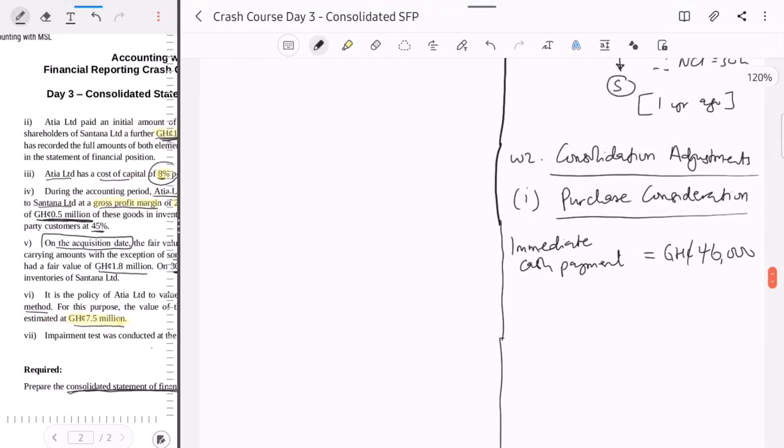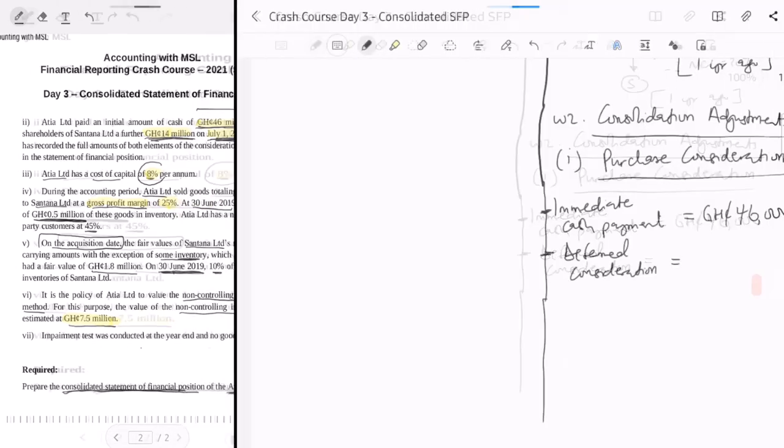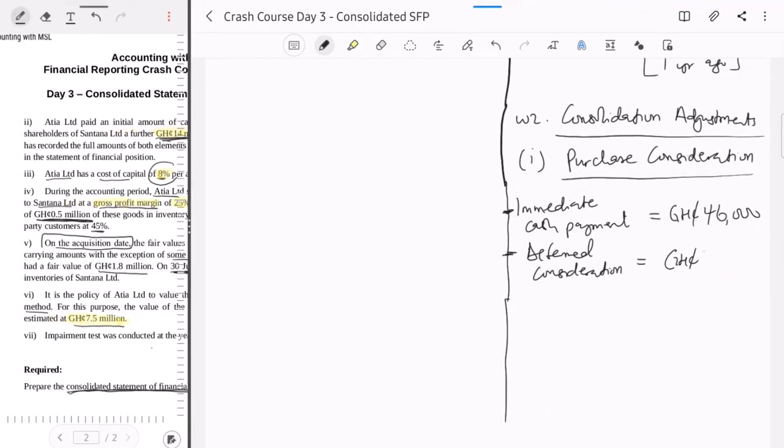So this is the immediate cash payment. The next will be the deferred consideration. Deferred consideration of how much? They agreed to pay a further 14 million 2 years from now. Okay. So 14 million in 2 years. Now, when it comes to deferred consideration, there is a way to treat or calculate deferred consideration. If the consideration is deferred, my people, what you are required to do is to discount that deferred consideration to present value. That is all.